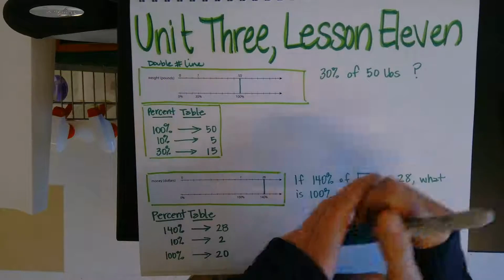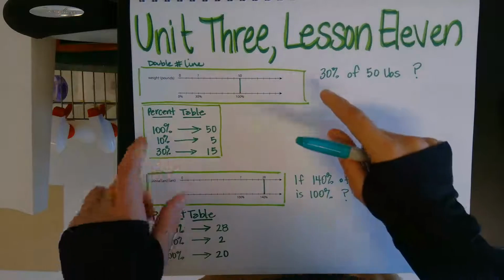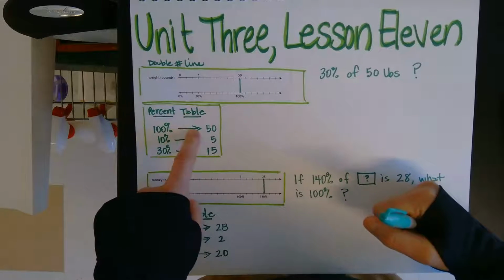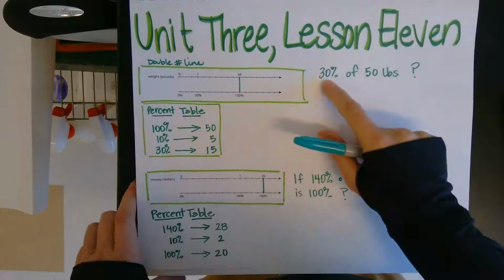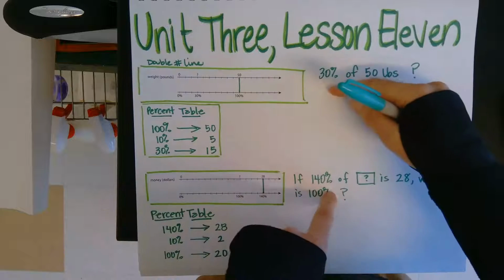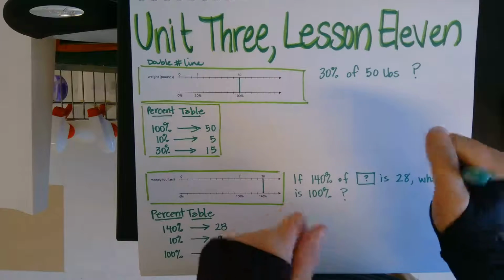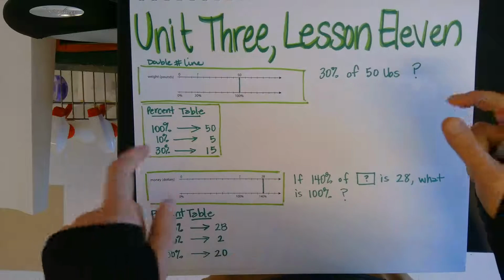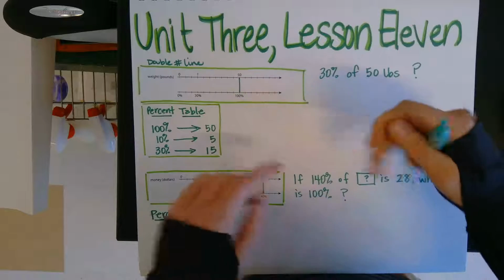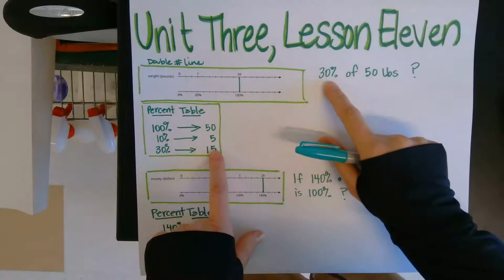I'm going to talk about Unit 3, Lesson 11, and we're looking at using a double number line as well as a percent table to solve percent problems. So both of these percent problems are pretty different, so make sure that you're ready to take notes because we're looking at percents in two different ways. So this first one, we're finding a percent of a number.